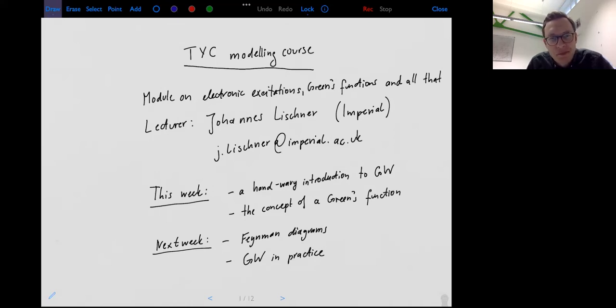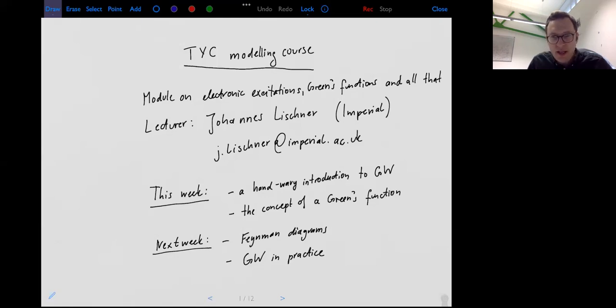Where it says this week, this is actually last week, where we spent some time giving a more hand-wavy introduction into GW. And after we had motivated the theory, we started getting into it more rigorously by introducing the concept of a Green's function. And in just a minute, I will go over what we covered last week in more detail.